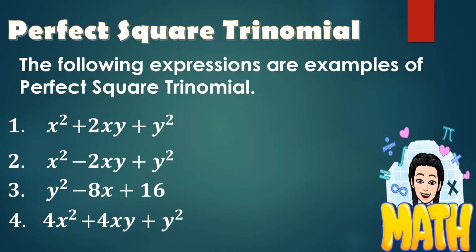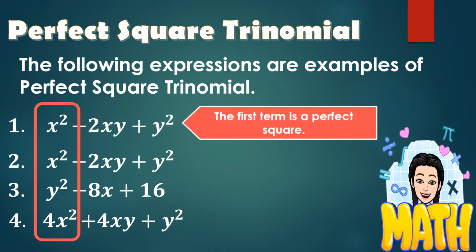Sa activity na to, aalamin natin ang mga characteristic ng isang perfect square trinomial. So I want you to look at the first terms. Ano ang common sa mga terms na ito? Tama, lahat ng terms na ito ay perfect square. Meaning, the first term of a perfect square trinomial is a perfect square.